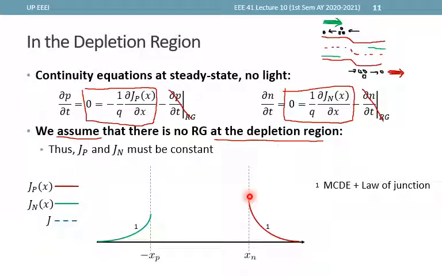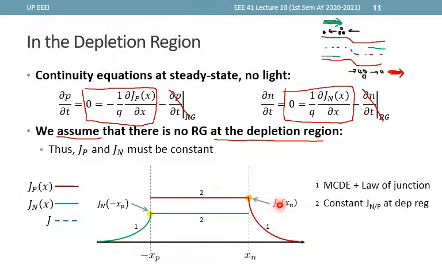Next, what will we do after we perform MCDE at the quasi-neutral region? We go back to this assumption where we assume that there is no RG at the depletion region and that Jp and Jn must be constant within the depletion region, and therefore these values here we can evaluate at the edge of the depletion region. So this is Jn at minus xp exactly, Jp at xn exactly, and we can assume that that is the same throughout the depletion region with this assumption.